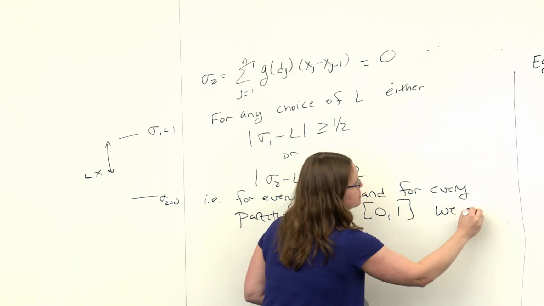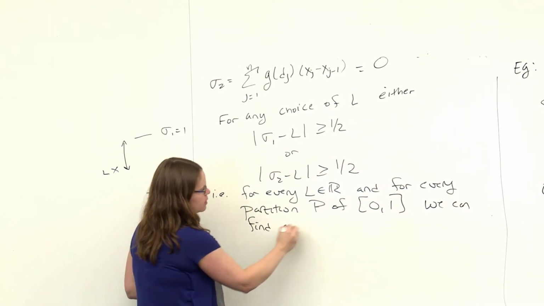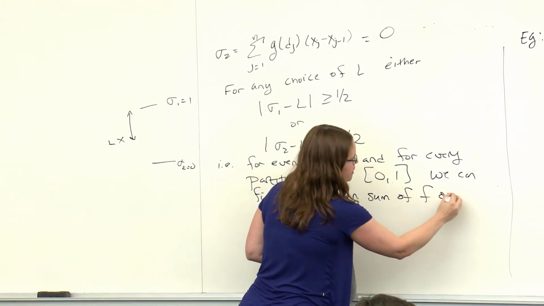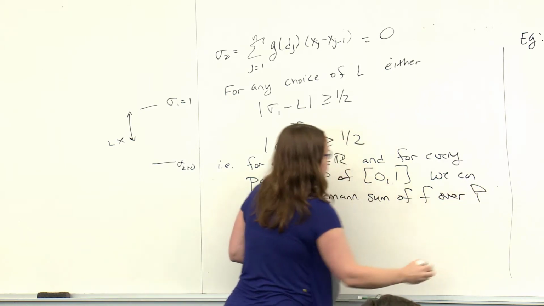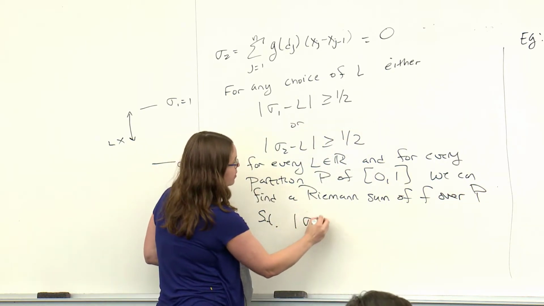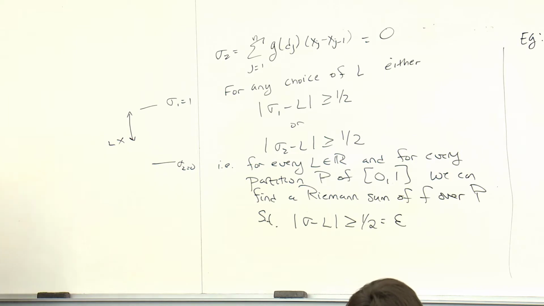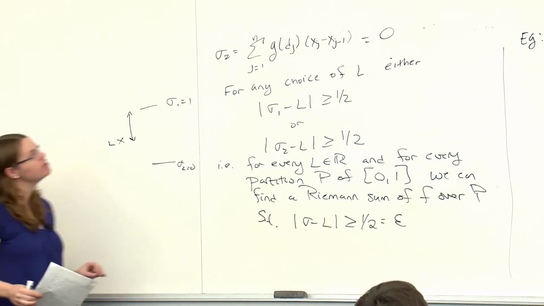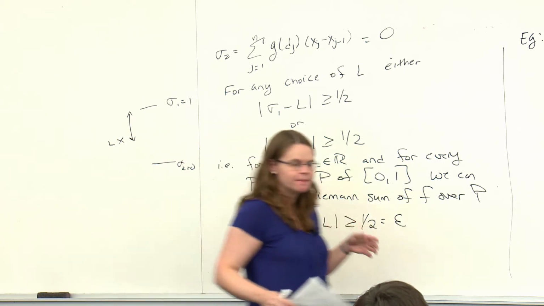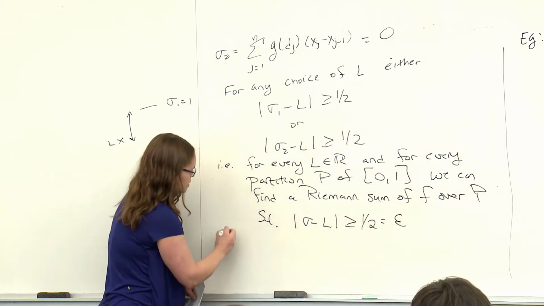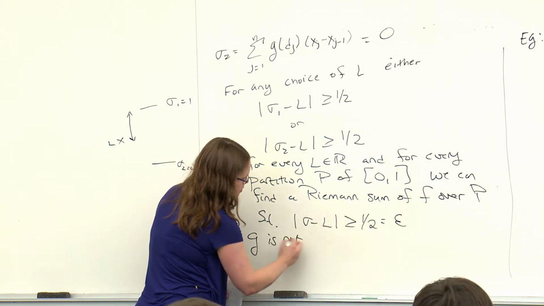We can find a Riemann sum of f over P such that sigma minus L is bigger than or equal to a half, which we chose to be our epsilon. And that is precisely the opposite of our definition of Riemann integrability. We've broken it. We cannot find any value of L that makes the definition work, so we say g must not be Riemann integrable.